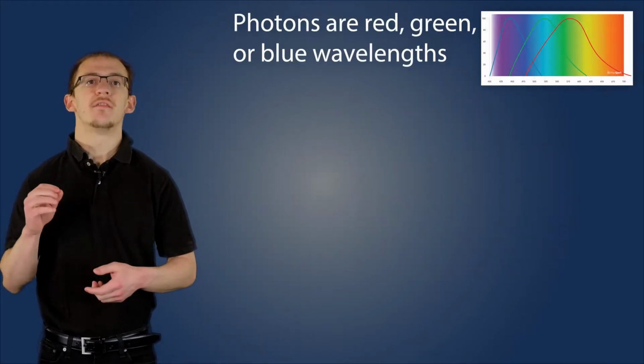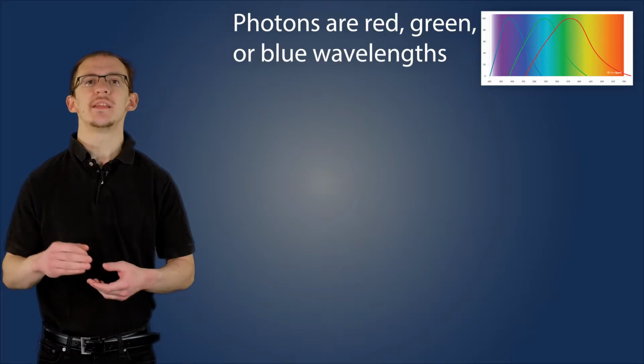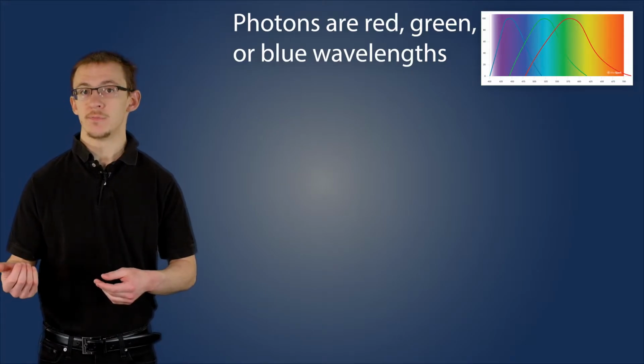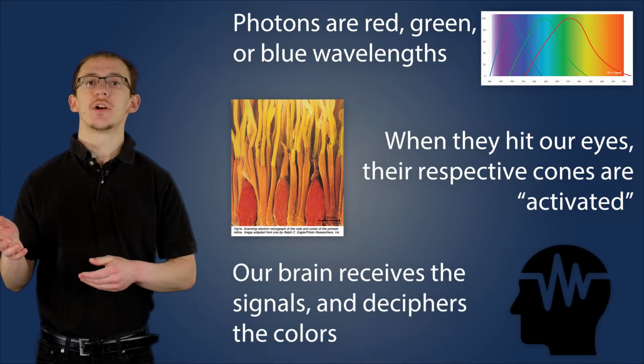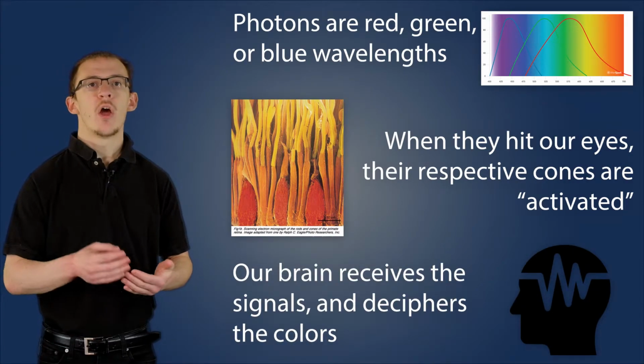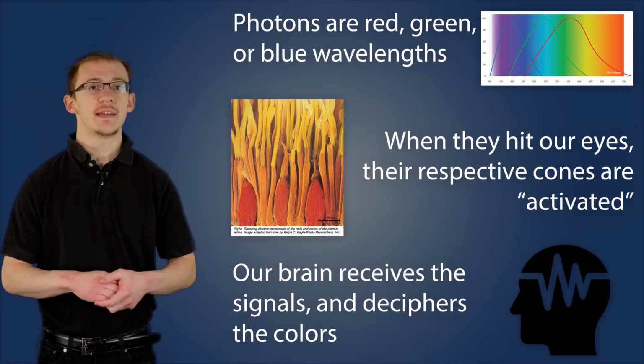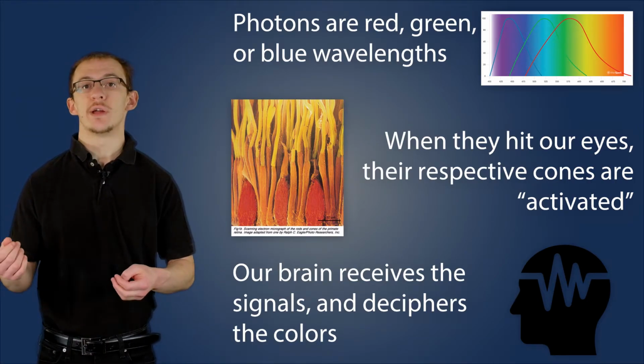Well, why these three colors? Every color that we can perceive on the visible spectrum is a combination of red, green, and blue. That's why they're known as the primary colors on the color wheel. When the light photons hit our eyes, they are vibrating at a frequency that is within the limits of red, green, or blue, and then activate their respective cones. Those cones send the signals to our brain, which then determines what color we are seeing based on the amount of red, green, and blue cones that are activated.